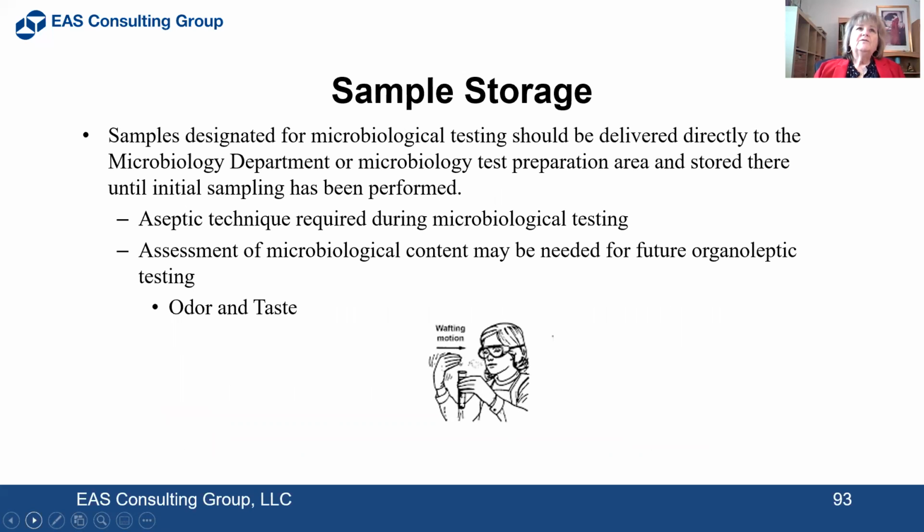So samples designated for microbiological testing should be delivered directly to the microbiology department or microbiology test preparation area and stored there until the initial sampling has been performed. Aseptic technique is required during the microbiological testing, and then the assessment of microbiological content may be needed for future organoleptic testing, for instance, for odor or for taste. Very, very important that you give microbiology their samples first, because as a chemist, everybody knows chemists are dirty and we don't pay attention to that. So once that sample is contaminated, that's it. And there's no takesies backsies.